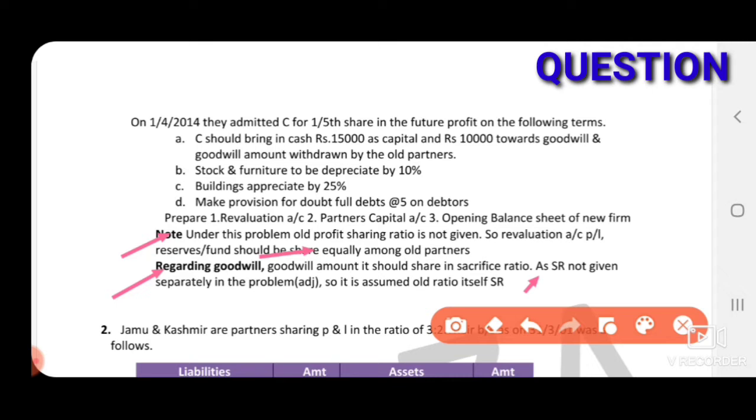So I will show you the problem, how to prepare revaluation account, partners capital account, and next the new balance sheet, that is the opening balance sheet of the new firm.